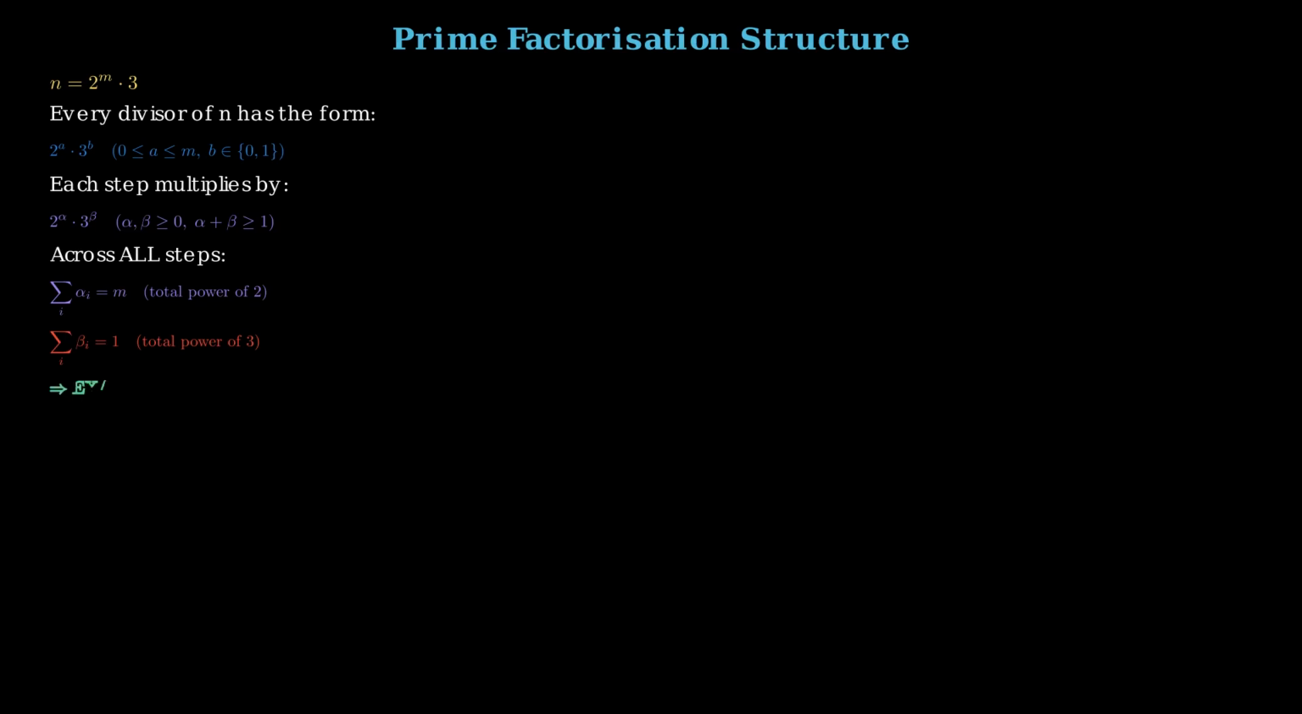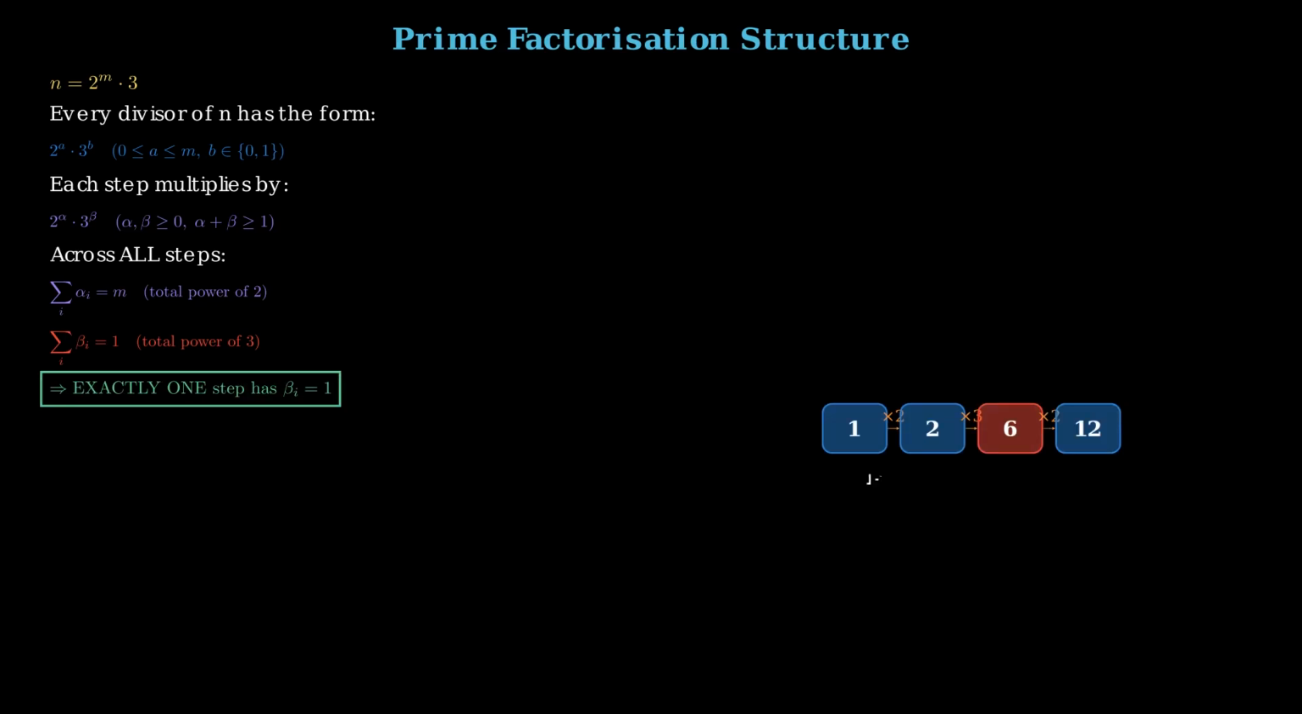The key is the prime factorization structure. Every divisor of n = 2^m times 3 has the form 2^a times 3^b, where b is 0 or 1. Each step ratio equals 2^alpha times 3^beta, not both 0. The total power of 2 sums to m, and the total power of 3 sums to 1. So exactly one step contributes a factor of 3.